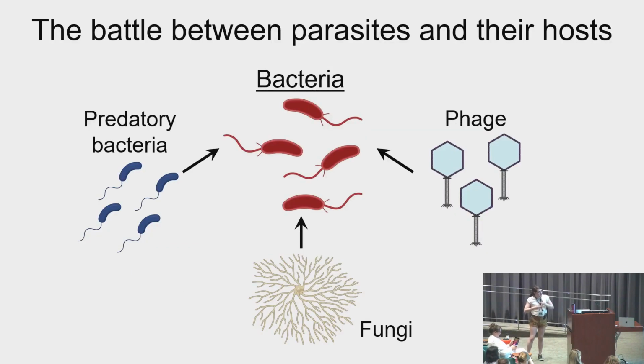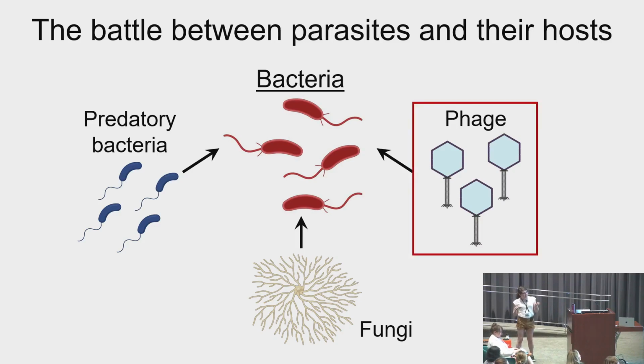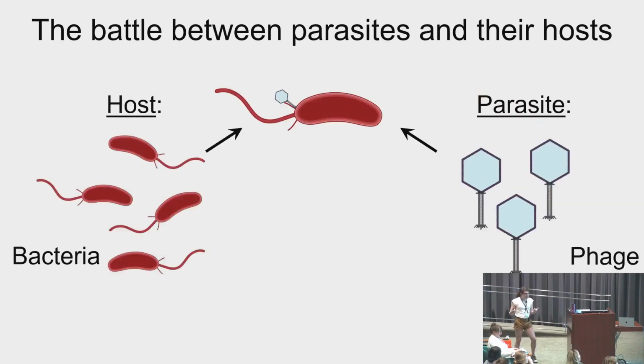Just as Hannah said, bacteria are in this constant struggle to survive in their environment. Sometimes it's environmental insults, sometimes it's things trying to actively kill them. In the case that Hannah said, this was Bdellovibrio, a predatory bacteria. Sometimes these are fungi like slime molds, but the one I want to focus in on today are phage, which are viruses that specifically infect bacteria.